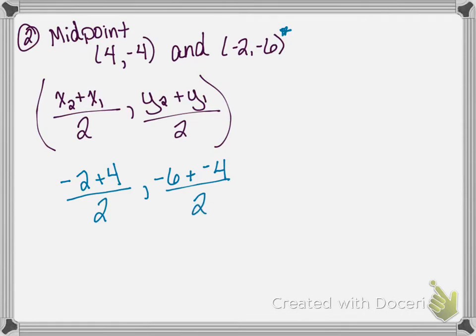-2 plus 4 is +2. So we get 2 over 2, which becomes 1. So our x coordinate is going to be 1. -6 plus -4 is -10, and so our y coordinate is -5. So the midpoint of this problem is (1, -5). Is that good? Okay.